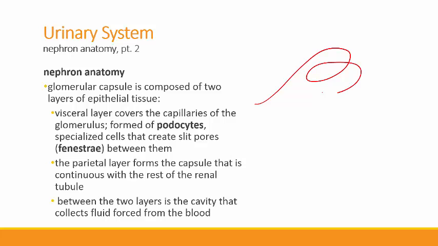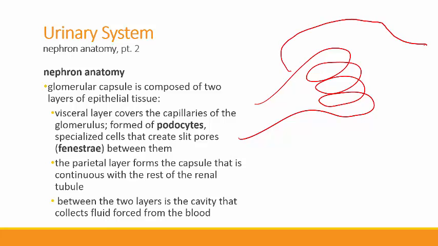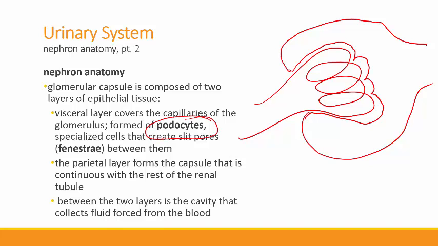So this is the glomerulus here. And here would be the parietal layer, the wall layer of the glomerular capsule. And this that I'm drawing here is the visceral layer of the glomerular capsule. And it's formed of cells that are podocytes. You've seen that term before. If you recall, back in the chapter on the parts of the nervous system.